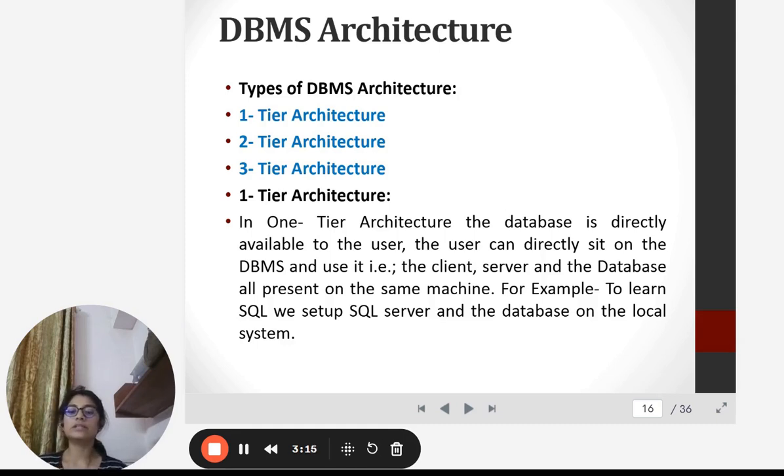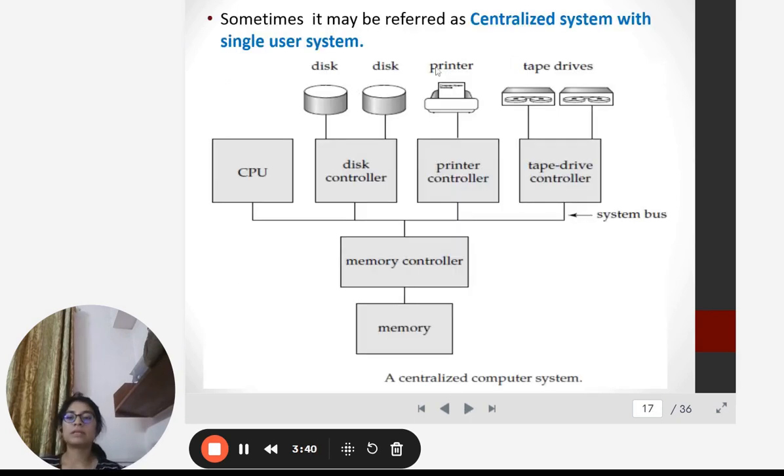That is the client, server, and the database all present on the same machine. For example, to learn SQL, we set up SQL servers and the database on the local system. So when we install MySQL on our local systems and run any query on the command line, it is basically a one-tier architecture. Sometimes it may be referred to as a centralized system with single user system. So that is what it would be, a single user system if you are using MySQL on your local system.